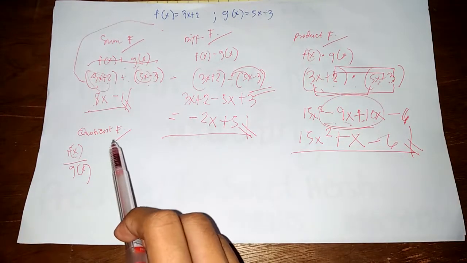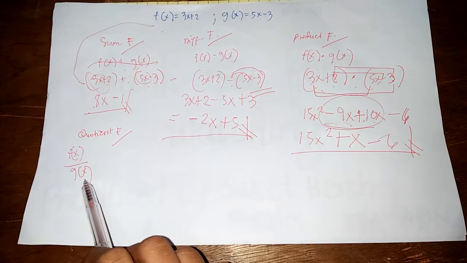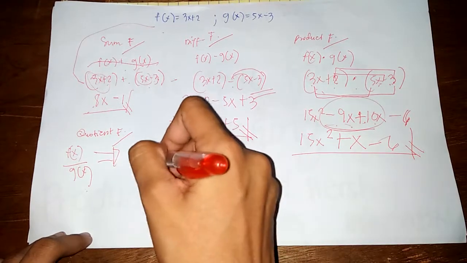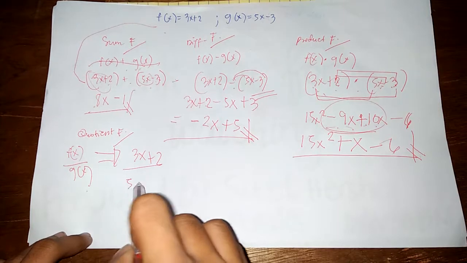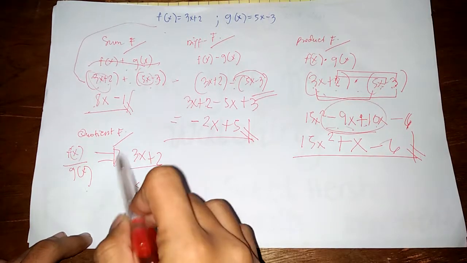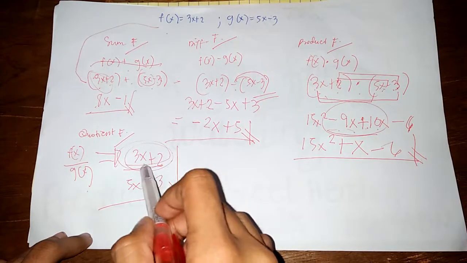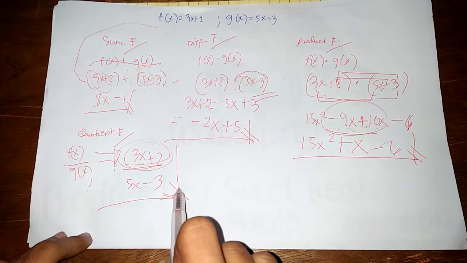The next would be the quotient function. The quotient function is the formula of the f of x over the g of x. We have to substitute their value. 3x plus 2 over 5x minus 3. This is the final answer, since the numerator can't be factored out. And so, that is the final answer.